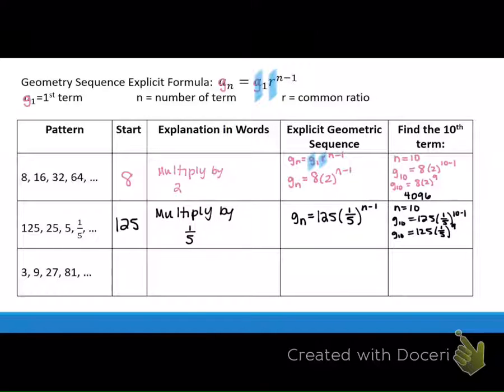You got scientific notation. What the heck? Hey, language.